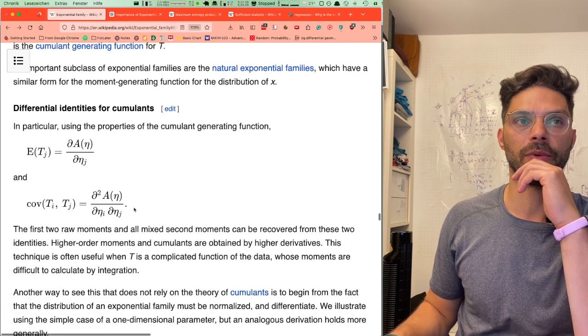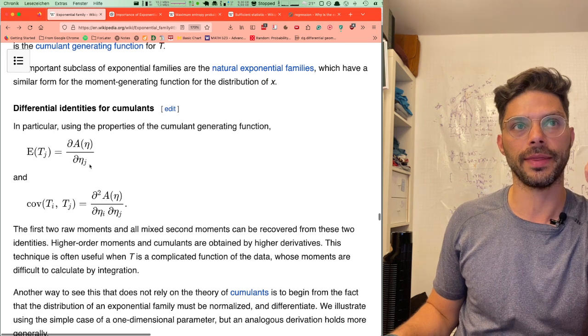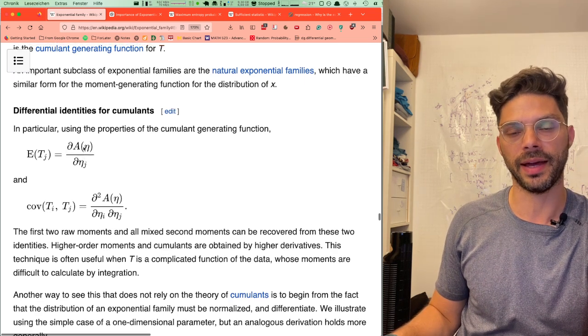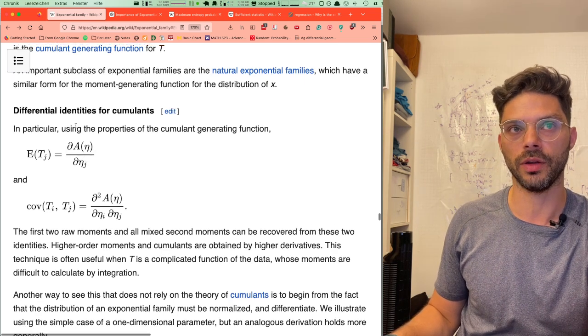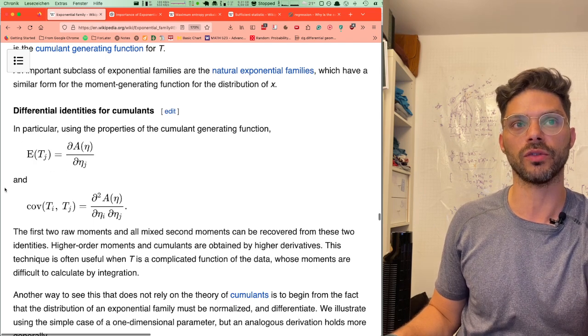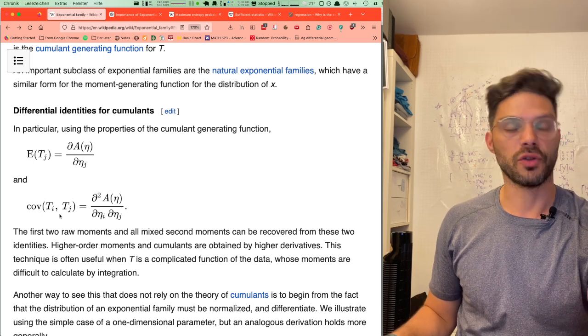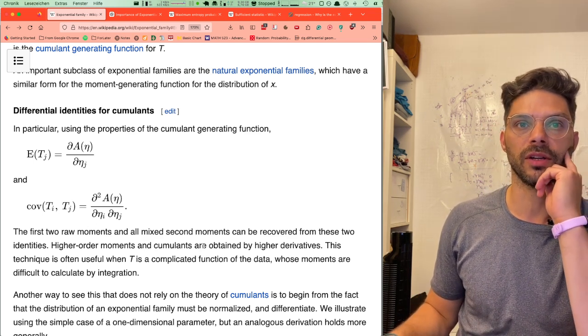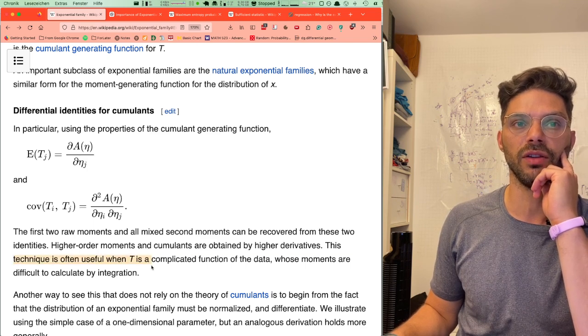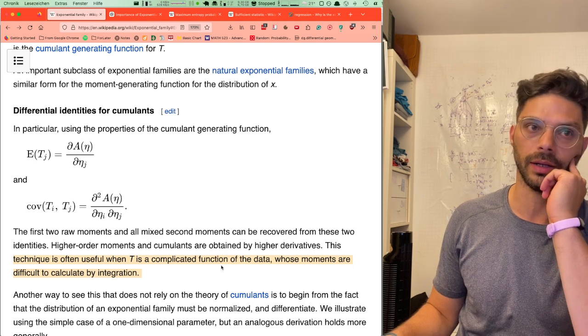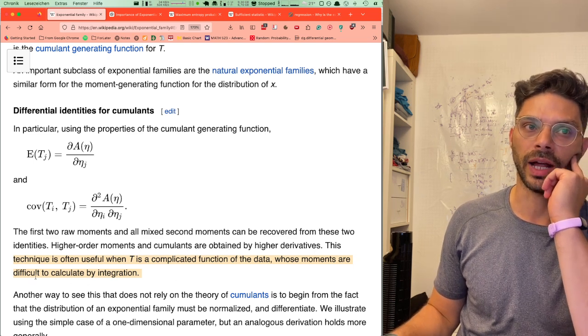This is one of the properties that we'll see also in the book, and we already mentioned it: if you take that log normalizing function and take its derivative, it will give you the expectations or covariances or higher order moments of your sufficient statistics. So higher order moments and cumulants are obtained by this technique, which is often useful when t is a complicated function of the data whose moments are difficult to calculate by integration.